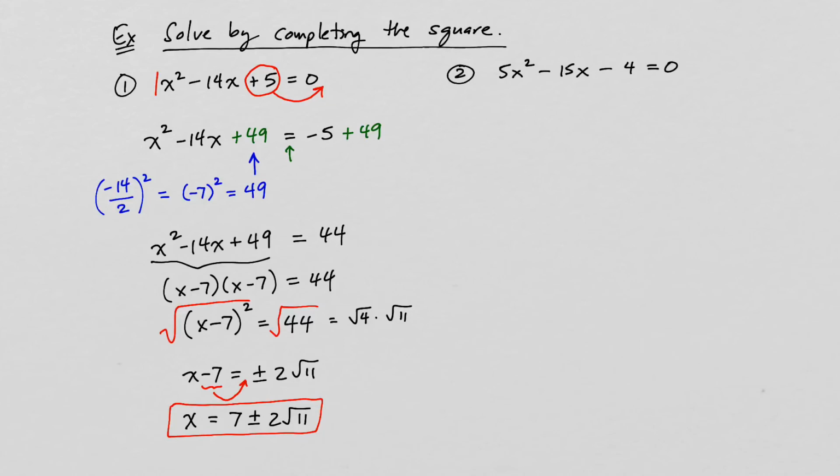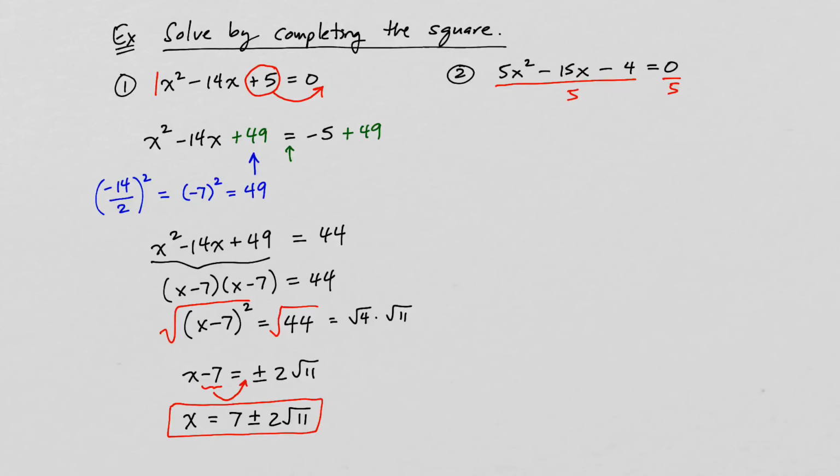Now for the next problem, we're also going to complete the square, but I want you to notice, first of all, we do not have a 1 in front of the x squared. If you use the completing the square technique when you do not have a 1 here, you are going to get the problem wrong. So the first thing we need to do in this problem is divide both sides of the equation by 5.